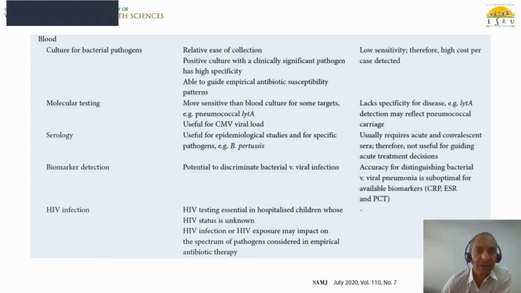Moving on to consider some blood investigations. Blood cultures are relatively easy to obtain, but the sensitivity is limited. Molecular testing on blood has no real role at this stage in the routine care of patients with community-acquired pneumonia. One exception to that might be, and I'll come back to this point a little bit later, around CMV pneumonitis. Serological investigations, certainly not routine, but maybe have some role with respect to certain pathogens. Biomarkers we've touched on already, and HIV we would strongly recommend testing in all children with pneumonia.